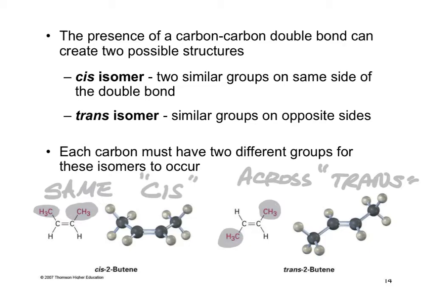Long story short, each carbon here must have two different groups for these isomers to occur. So here I showed you the difference between cis-2-butene and trans-2-butene. If you were to compare and say which one is more stable, hopefully you can see that trans is going to be more stable because bulkier groups are on opposite sides.